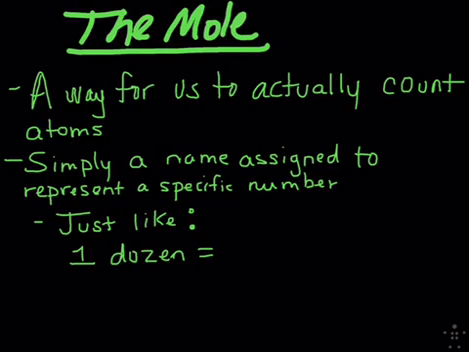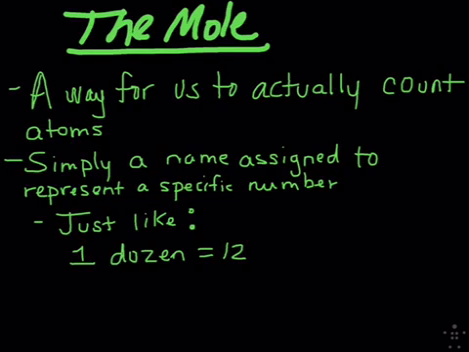Okay, so we're going to, again, clarify what you went over on Friday with the mole. And just as a summary, the mole is just a way for us to actually count atoms. That's why it was originally developed. The mole is simply a name assigned to represent a specific number. Just like if I were to tell you to go get me a dozen of something, how many would you get me? 12.